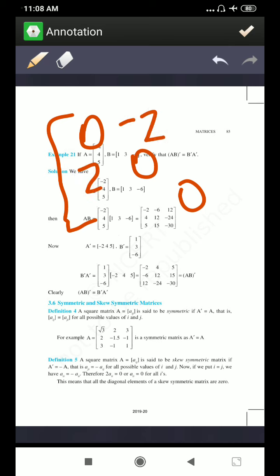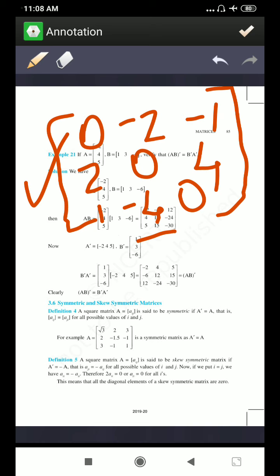This is the condition. Suppose this element is 1. This element is A31. So A13 will be minus 1. Suppose this element is minus 4. What is this element? This is A32. So A23 will be plus 4. Now you just take transpose of this matrix. You will get the negative of itself.